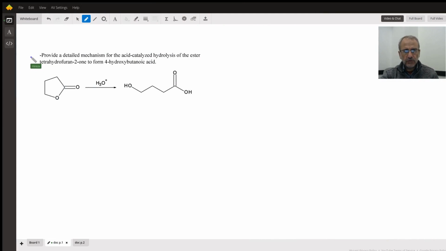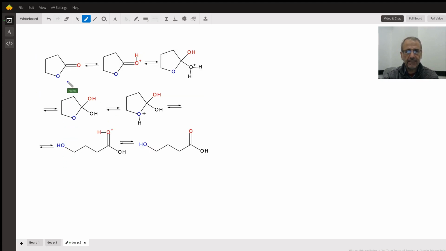Hello. In this question, we should provide a detailed mechanism for acid-catalyzed hydrolysis of this cyclic ester. In the presence of acid, the hydrolysis of this cyclic ester yields this structure containing alcohol and carboxylic acid groups. As we know, esters form from the reaction between a carboxylic acid and an alcohol. And in the hydrolysis reaction, we should recover those alcohol and carboxylic acid groups as you see in this reaction.